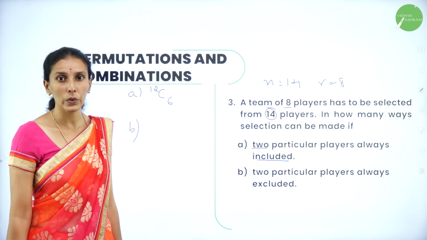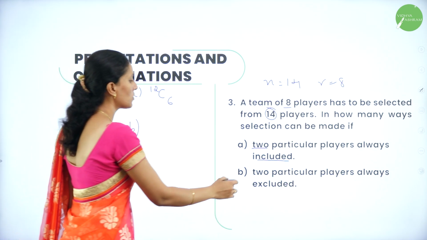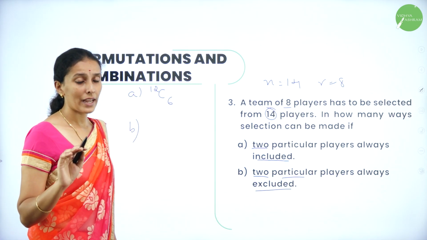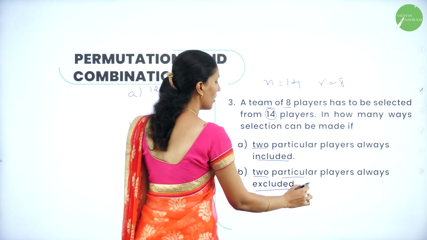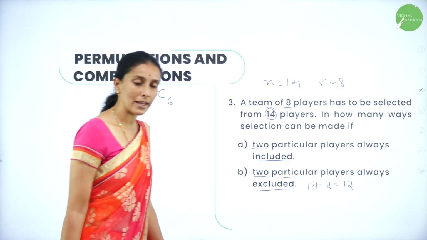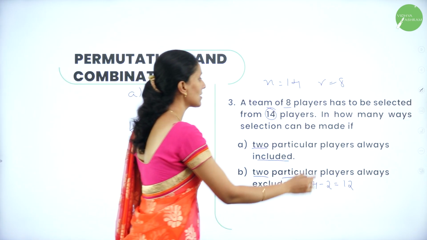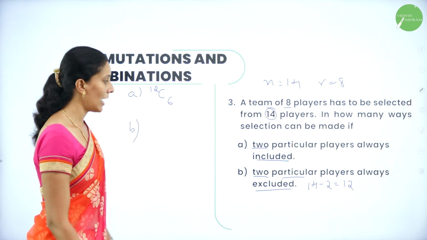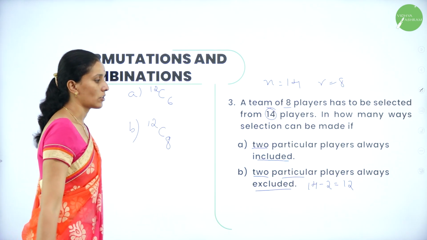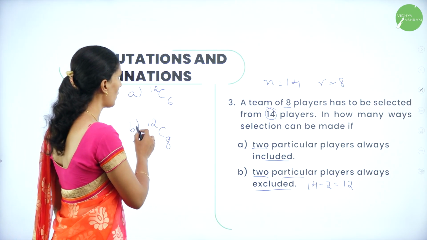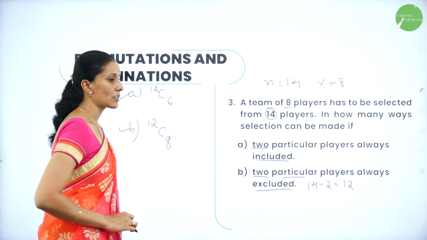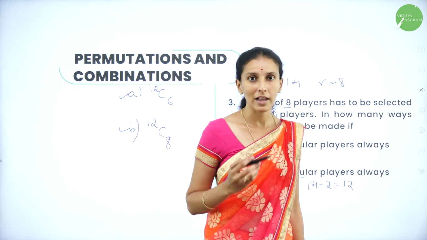Got it? 12C6. You have to remove the total number of persons from N as well as R in case of included. When it comes to 2 persons excluded, you are not supposed to take them into count. So here 14 minus 2 will be 12. There will be only 12 players. Out of 12 players, we are supposed to select 8. So here my answer will be 12C8. Remember whatever I said in the case of excluding and including.